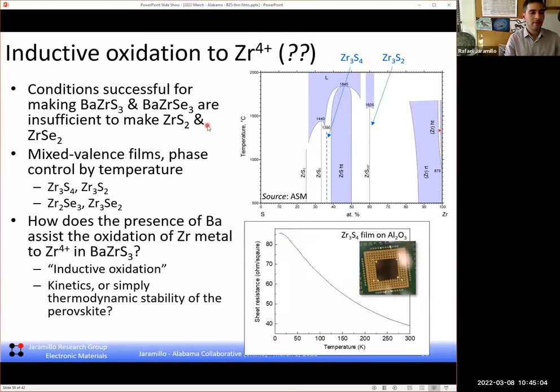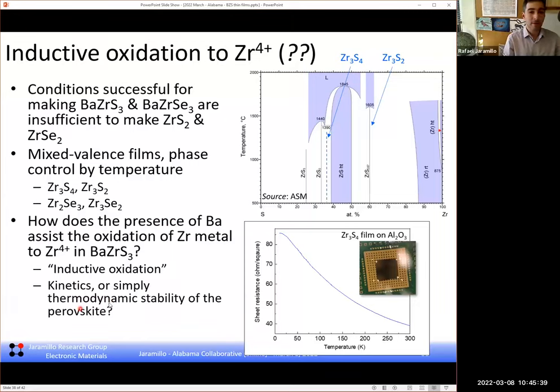They're very conductive, and so what's going on here? There's a topic in nitride literature called inductive oxidation, which I don't claim to understand fully, but the idea is that sometimes if you have a hard to oxidize element, adding a more electropositive element can somehow help with the oxidation. And I don't understand that. I'm just repeating what's in the literature. So we have hard to oxidize zirconium and we add more electropositive barium, and somehow the zirconium oxidizes to 4+.